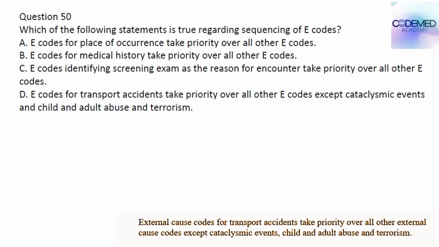cataclysmic events, child and adult abuse, and terrorism. External cause codes for the transport accident take priority over all other external cause codes except the cataclysmic events, child and adult abuse, and terrorism. So you will zero in on answer D. And when you do all these kinds of questions, your guidelines will be perfect, or you will know where to look for those guidelines quickly.